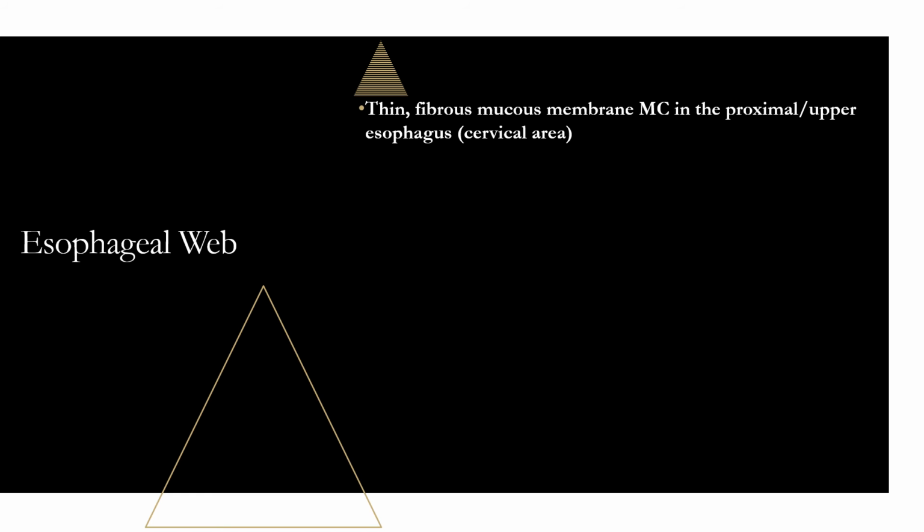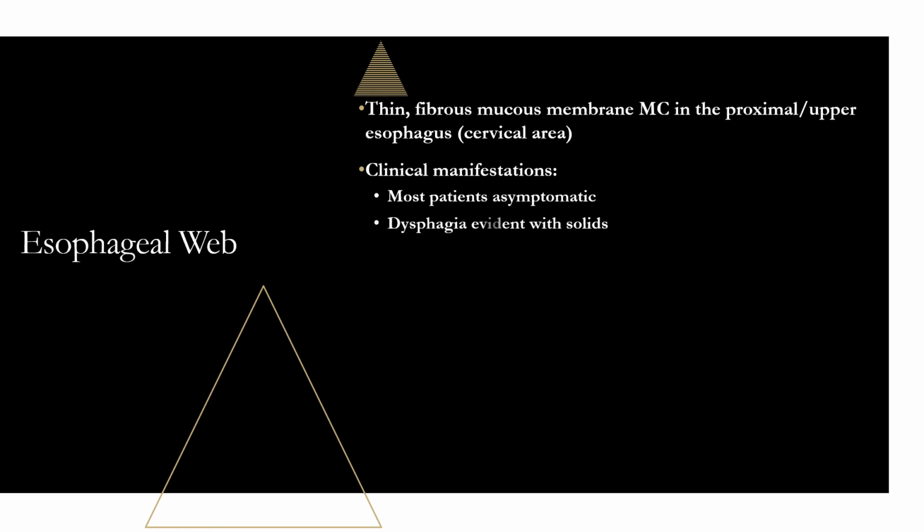So esophageal web is going to be a thin, fibrous mucous membrane. It's going to be most common in the proximal or the upper esophagus. Clinical manifestations: a lot of patients are going to be asymptomatic, but when they do develop symptoms, what you need to know is that they're going to have dysphagia evident with solids, but not so much liquids.